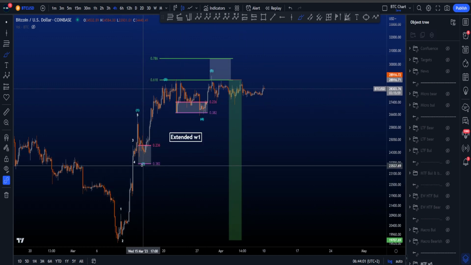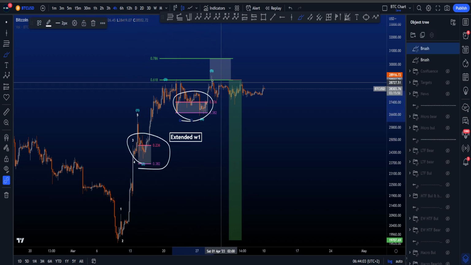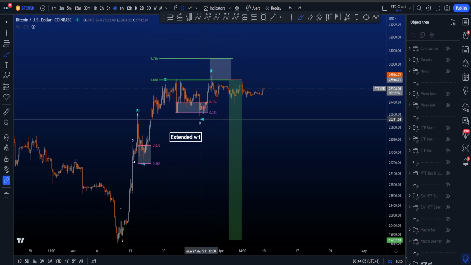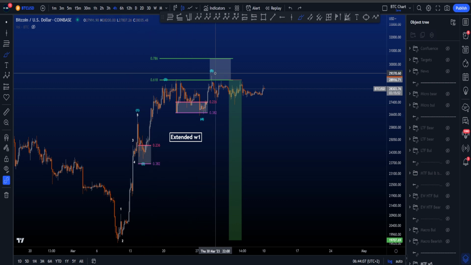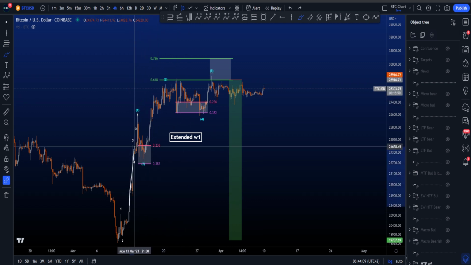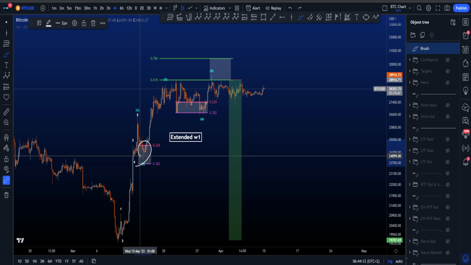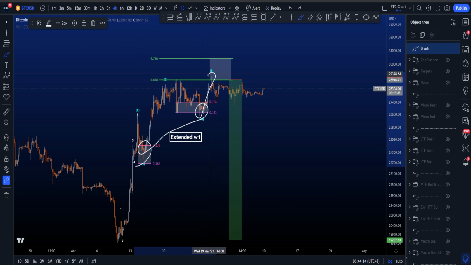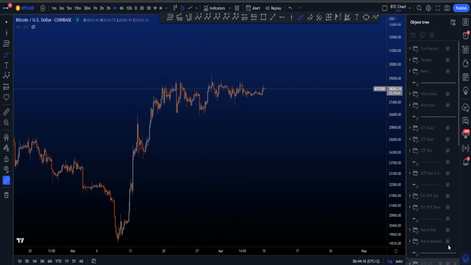I won't go through it, but as you can see, these are the most common target areas for the different waves, for wave 2, wave 4, and wave 5, and wave 3 does not have a target if wave 1 is extended. And you can see that in wave 2, in wave 4, and also in wave 5, all the targets have been nicely respected.